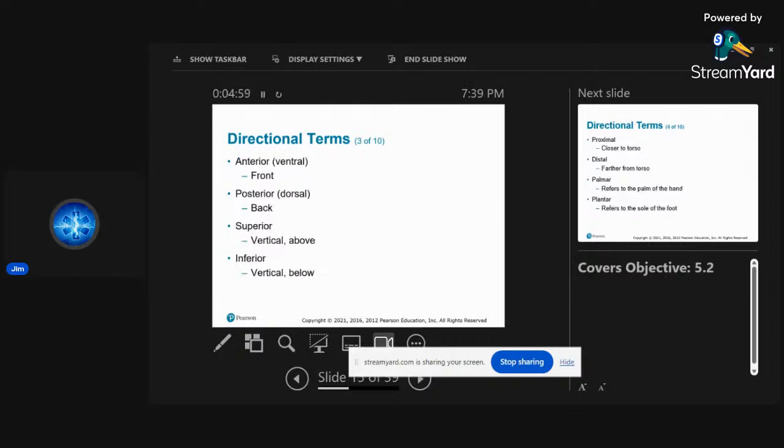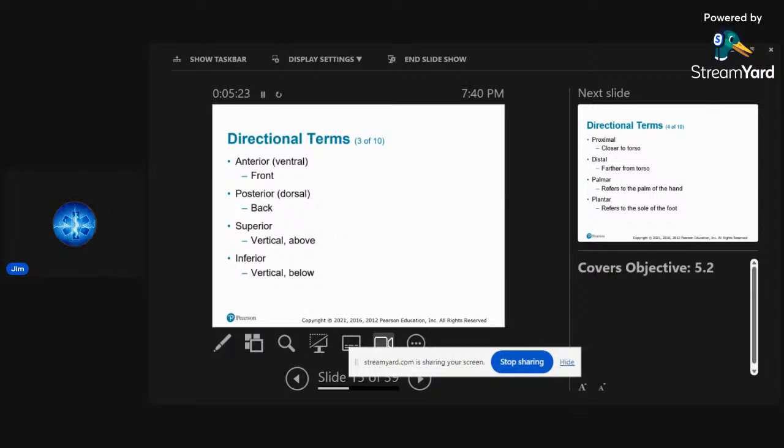When we're talking about the front, it's described as anterior or ventral. So if you hear somebody talk about something being anterior, it's towards the front. Posterior means back or dorsal. That's your back, like the dorsal fin on a fish is on top of its backbone. So that's pretty easy to remember.